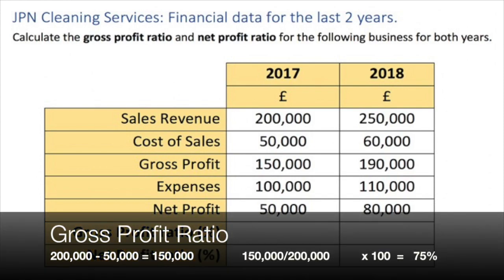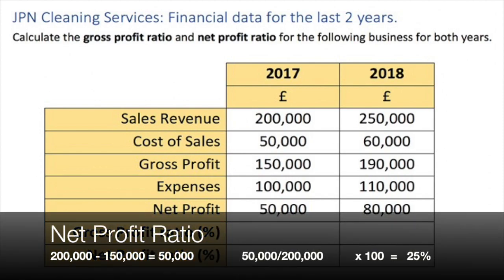So the gross profit ratio. Well, the gross profit is the sales minus the cost of those sales, the COGS, which is 150,000. You then divide 150,000 by all of the original sales, 200,000, and multiply the answer by 100. And there it is, 75% is the gross profit ratio.